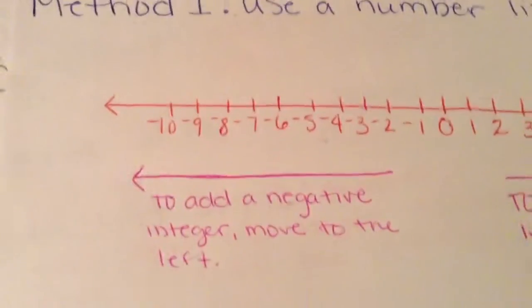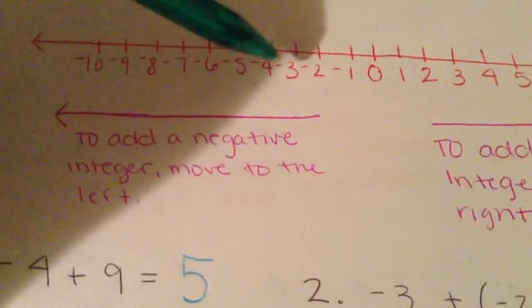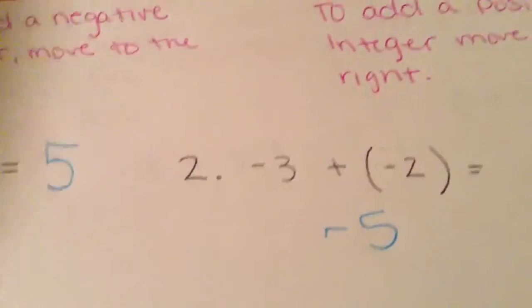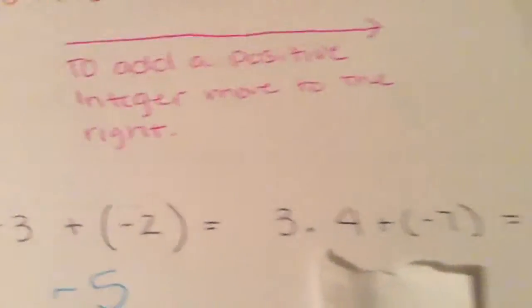So we're going to be starting on our left side, negative 3. We're also going to be going to our left side because it is a negative 2. 1, 2. We landed on a negative 5. So negative 3 plus negative 2 is a negative 5. Look at our next problem.